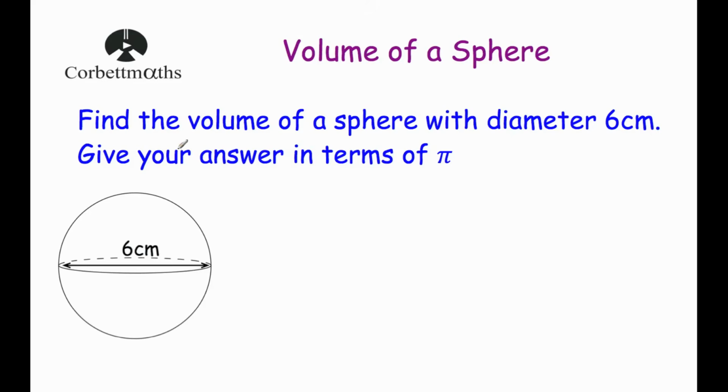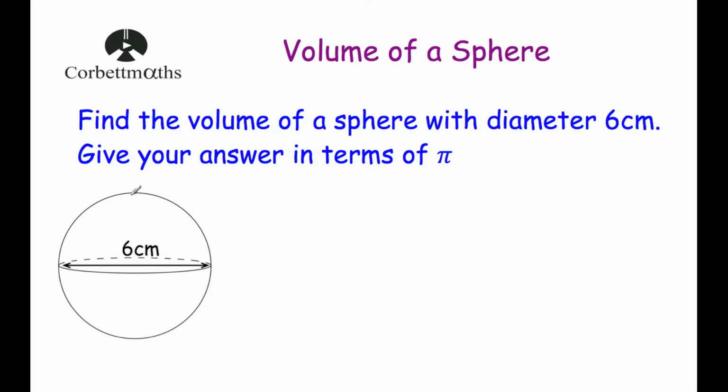So our next question says, find the volume of a sphere with diameter 6 centimeters. Give your answer in terms of pi. Now that part is really common in a non-calculator question. Whenever you're dealing with pi on a non-calculator paper, you'll quite often be asked to leave your answer in terms of pi. And what that means is, if at the end you had 50 multiplied by pi, you wouldn't start trying to do 50 multiplied by 3.14159 and so on. What you would do is just write 50 pi and leave your answer like that.